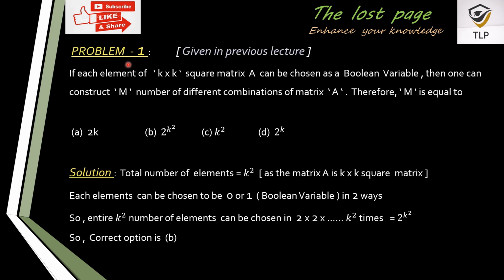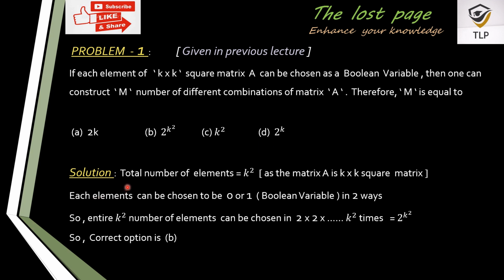Problem number 1, which is given in the previous lecture. If each element of a K cross K square matrix A can be chosen as a Boolean variable, then one can construct m number of different combinations of matrix A. Therefore, m is equal to option A 2k, option B 2 to the power k square, option C k square, option D 2 to the power k.